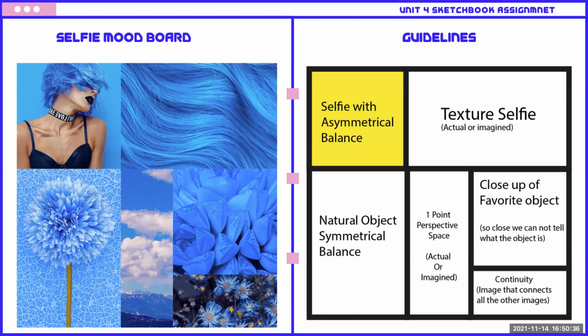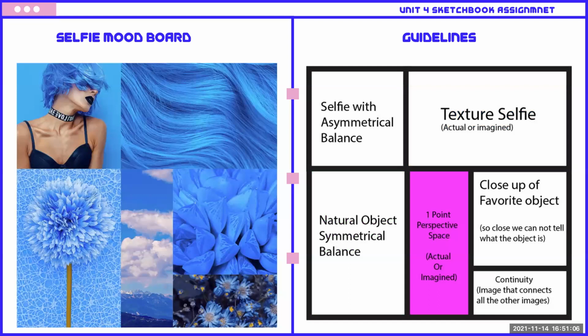In the first one, you're going to take a selfie with asymmetrical balance. In the next box, you're going to have a texture selfie. So texture, pattern, something that is made and composed of the items that you enjoy looking at. The next, you're going to find a natural object and photograph it or draw it with symmetrical balance.